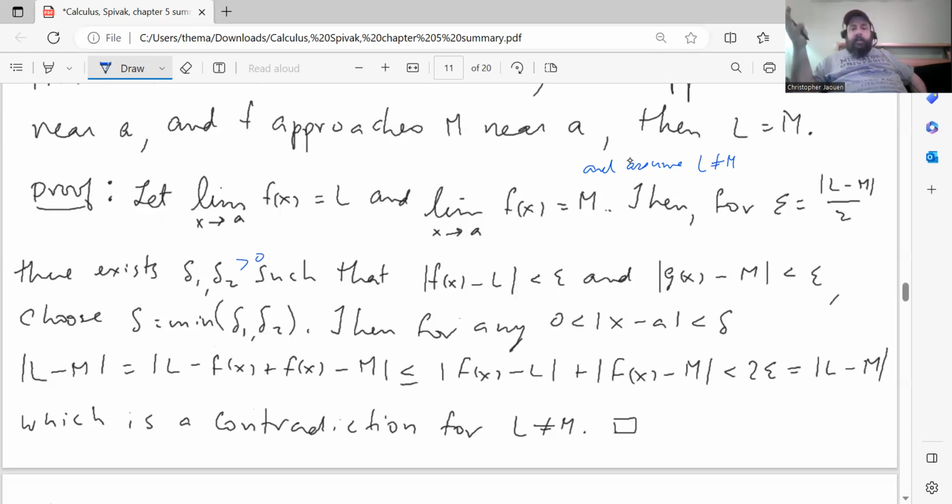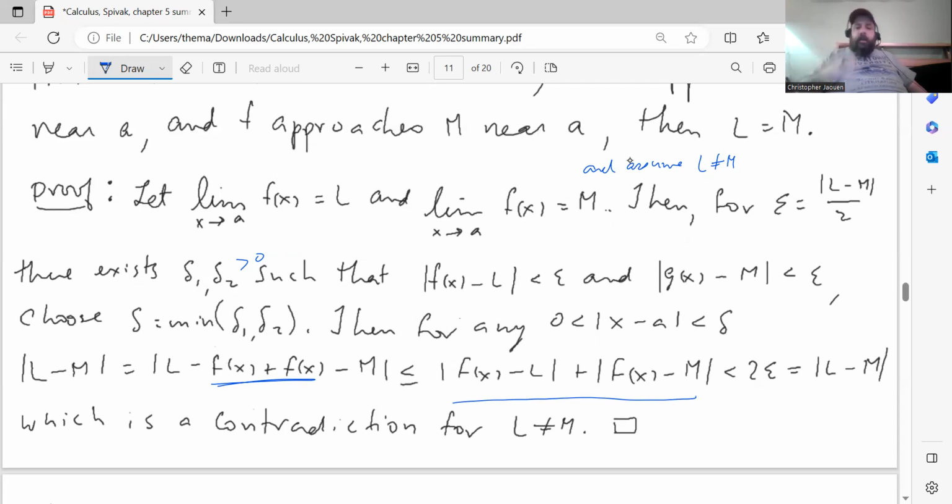Then for any x with 0 less than absolute value of x minus a less than delta, if you look at absolute value of L minus M, that's equal to absolute value of L minus f of x plus f of x minus M. So here this has the same value because it's just like I'm adding 0. That doesn't change anything. But then I can use the triangle inequality, which is a theorem that we proved way back in chapter 1. This sum will be less than or equal to absolute value of f of x minus L plus absolute value of f of x minus M, which is less than 2 epsilon, right?